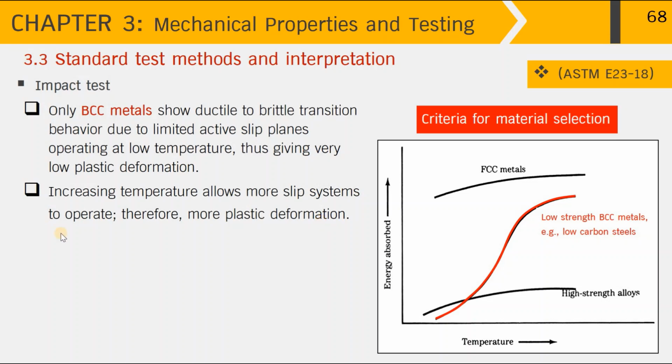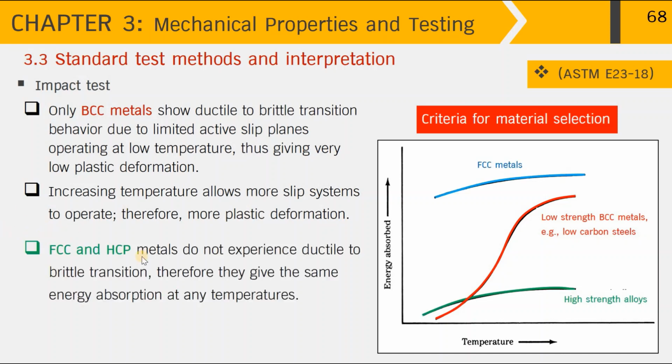And if we compare to other metals having different crystal structures like FCC or HCP, those metals do not experience ductile to brittle transition, and therefore they give the same energy absorption at any temperature, so you don't have to worry about what range of temperature you have to be careful about. For the FCC metals, there are plenty of slip systems operating at all temperatures. That's why the absorbed energy is not sensitive to test temperature.